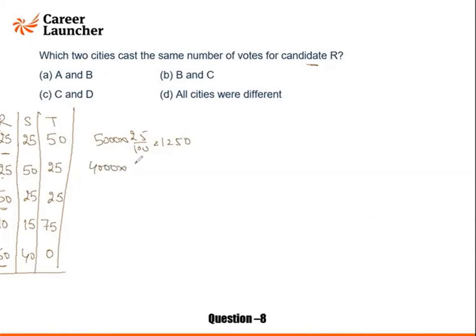4,000, 25%. Now you agree with this part, whether 1250 is equal to 1,000? The answer is no, these two are different votes. Then 6,000's 50%, that is 3,000. And 7,000's 10%, that will be 700. So at any place, there is no votes that the person has got same. So the answer will be all cities were different. That will be the answer. I hope it's clear to you.